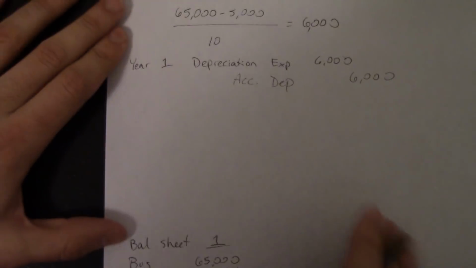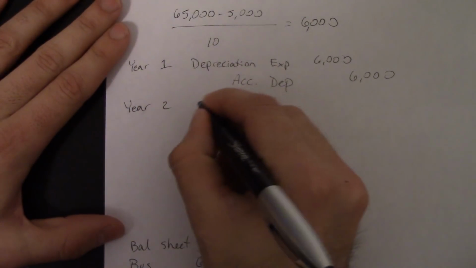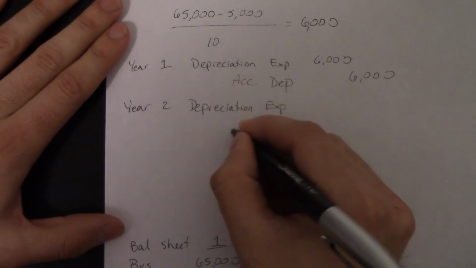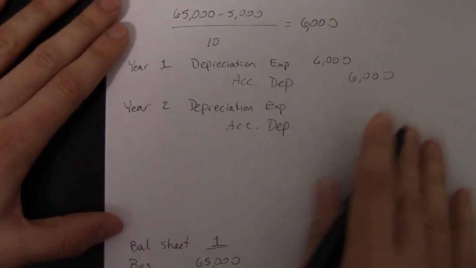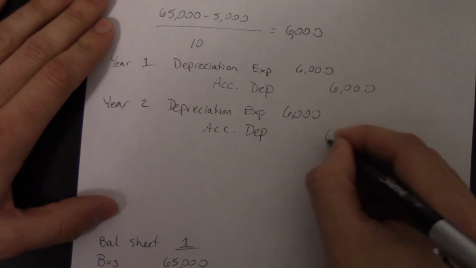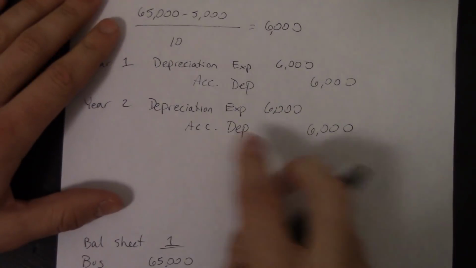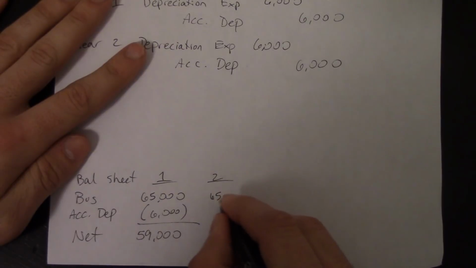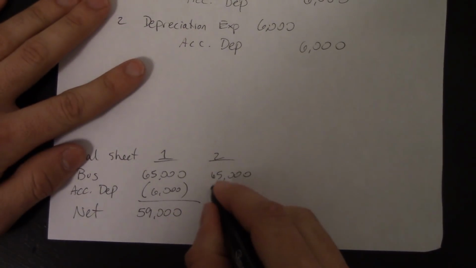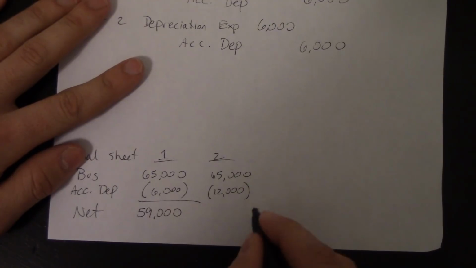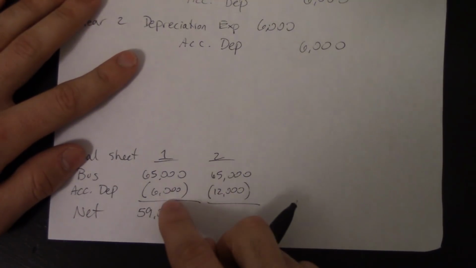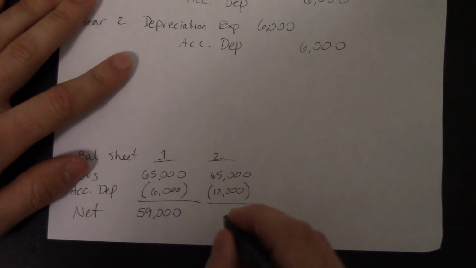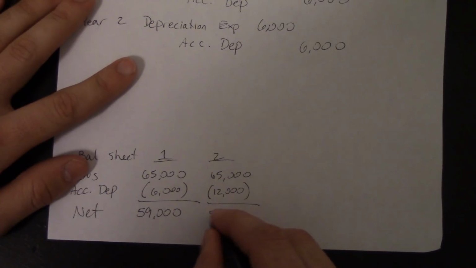That's year 1. Now in year 2, since this is straight line, we would just make the same journal entry every year. That's what straight line does. It is the same amount of depreciation every year. $6,000, $6,000 for our depreciation and accumulated depreciation. Now our balance sheet in year 2 will still have a $65,000 bus, but our accumulated depreciation will now be $12,000. $6,000 from year 1 and $6,000 from year 2 is $12,000. So our net book value is, let's see, $53,000.